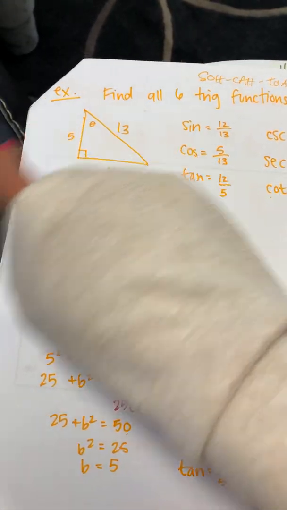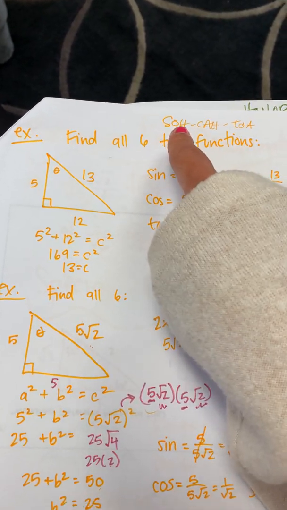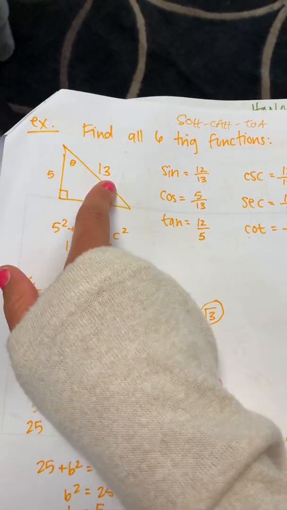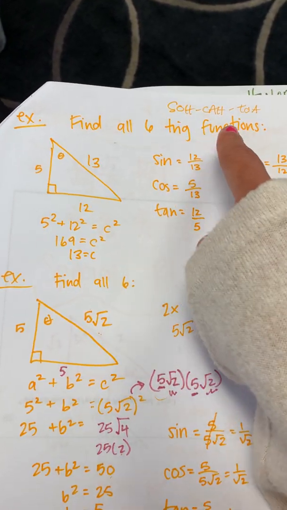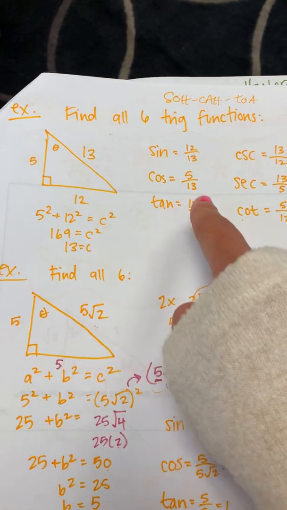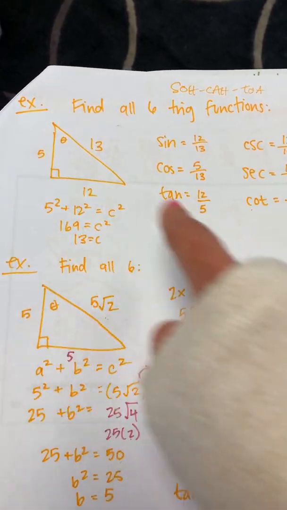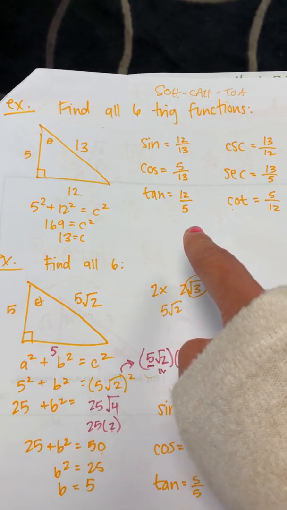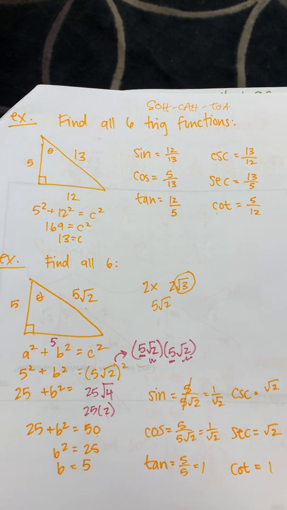So if this is the given picture, you're going from the theta. Remember, we're doing SOHCAHTOA. So sine is the opposite over the hypotenuse, so 12/13. Cosine is adjacent over hypotenuse, so 5/13, and tangent is opposite over adjacent, so 12/5. And then once you have those 3, you can just write in the flips for the other 3.